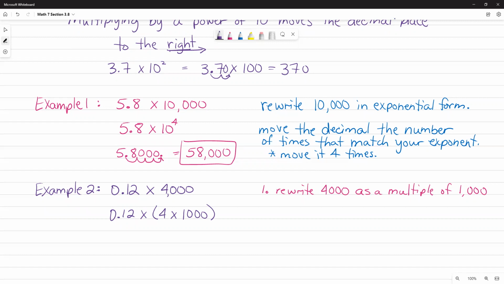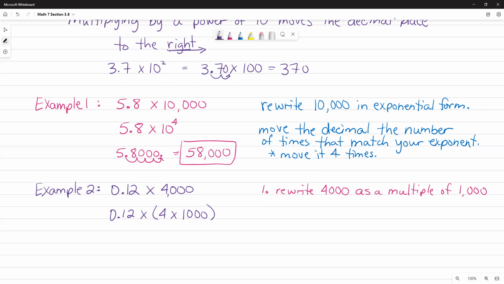It's 4 times 1,000. Now we can apply the commutative property of multiplication. Hold on a second. They say commutative property. That's not the commutative property. That's the associative property. That's an error in the book. You remember the commutative property means we move all the numbers around, but that's not what we're doing here. Right now, order of operations tells us that we would multiply 4 times 1,000, but we want to change our order of operations.